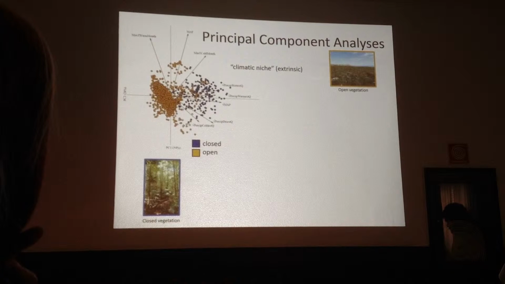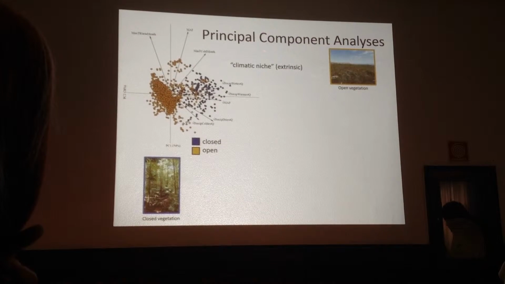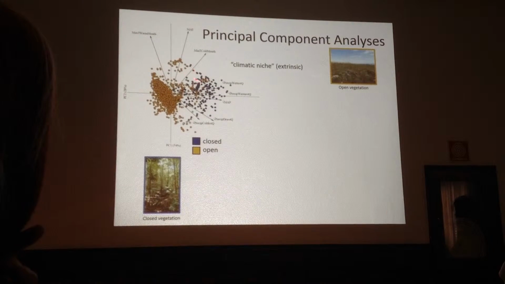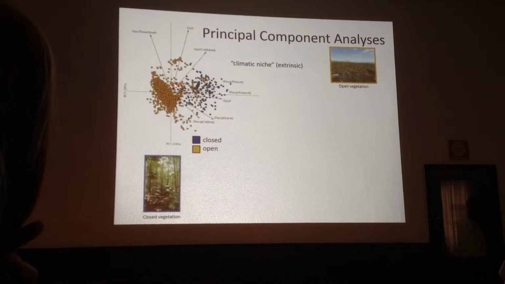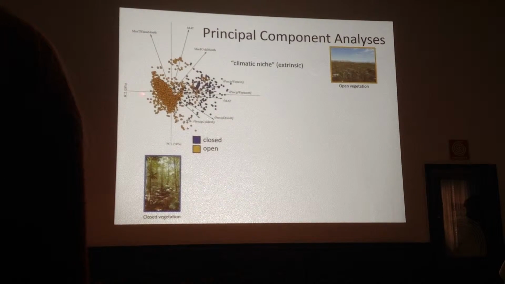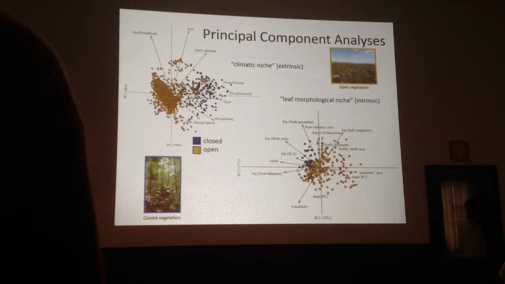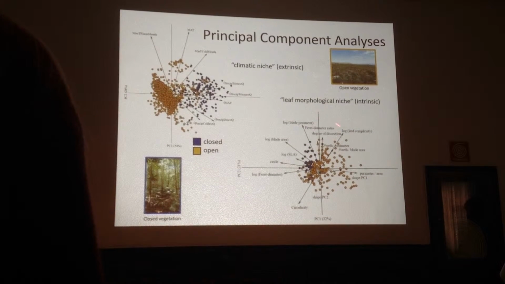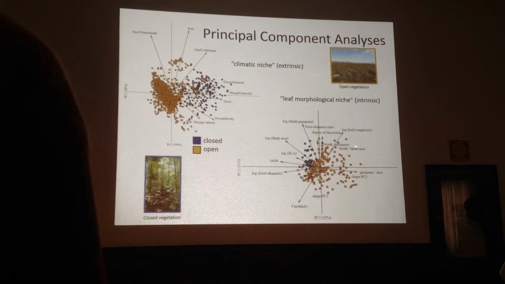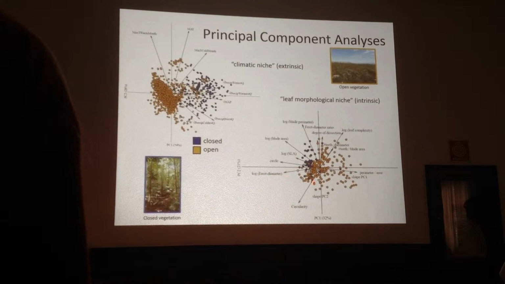To determine the climatic and morphological niches of the species, we performed principal component analyses. Here for the climatic data, each dot is a species, and as you can see, the species occurring in closed vegetation occupy a different climatic niche space than the species occurring in open vegetation. Same for the leaf morphological traits. Again, we can see that the open vegetation species occupy a different morphological space than the closed vegetation species.